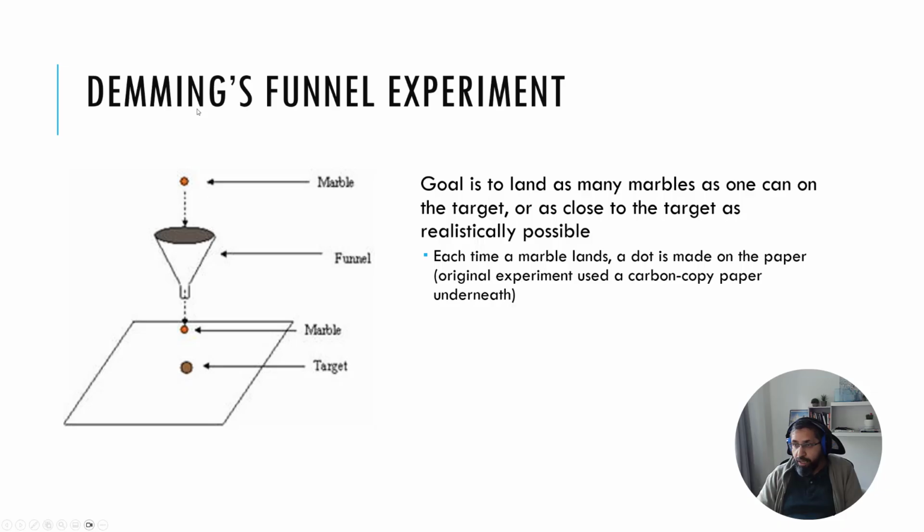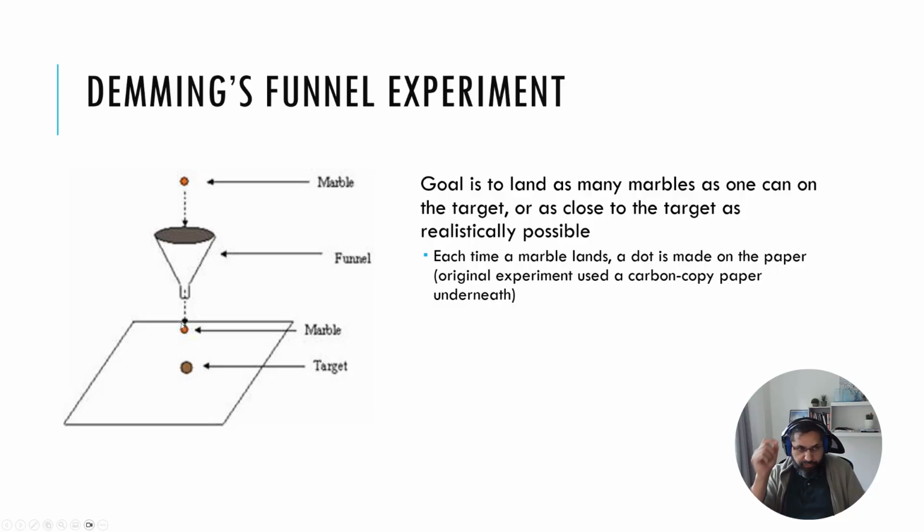Now, in Deming's case, he would give this experiment to multiple teams and tell them that whichever team got the marbles to fall nearest to the target, so the tightest cluster around or on the target, is going to win. And what would happen is when people would drop the marble, it would not always fall on the target.